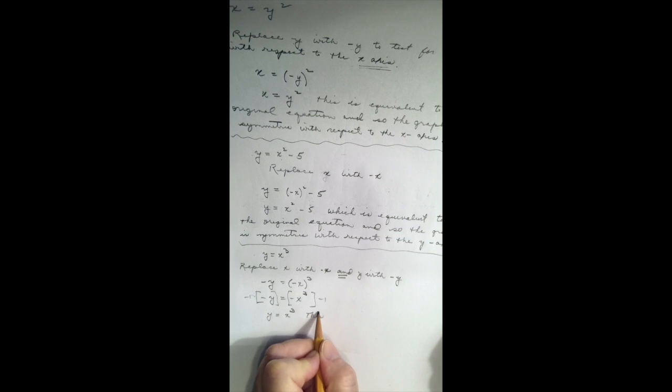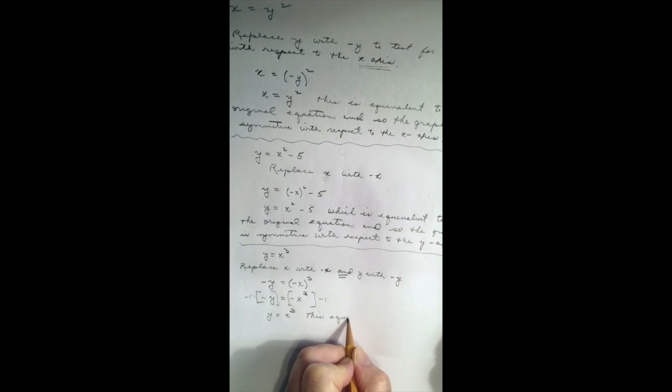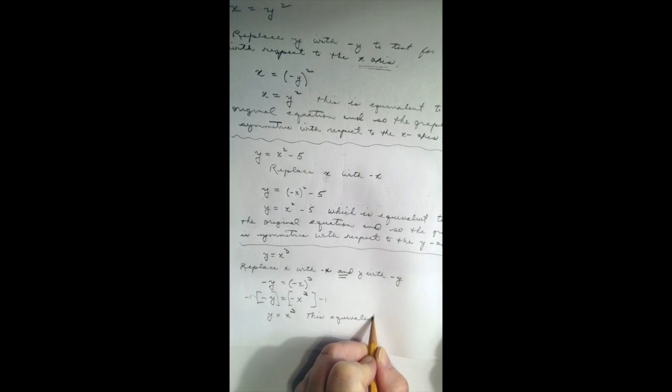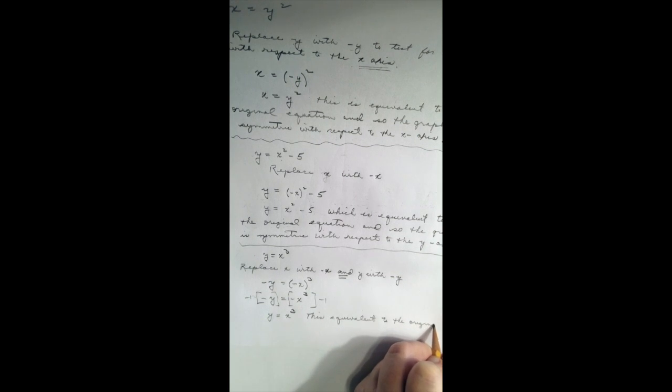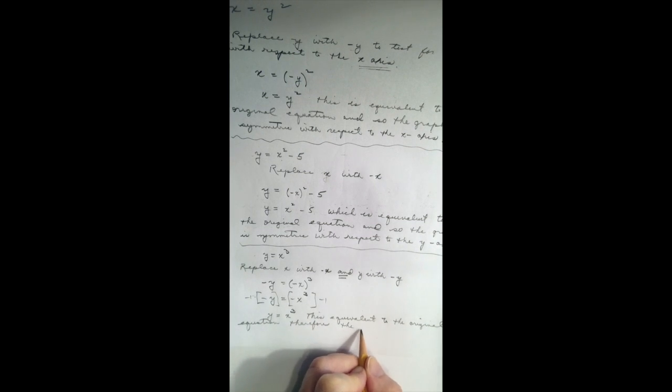And then this is equivalent to the original equation. Therefore, the graph is symmetric with respect to the origin.